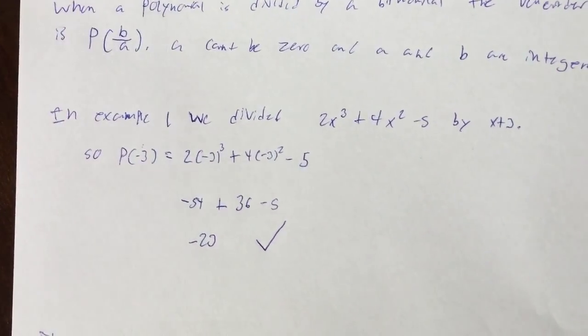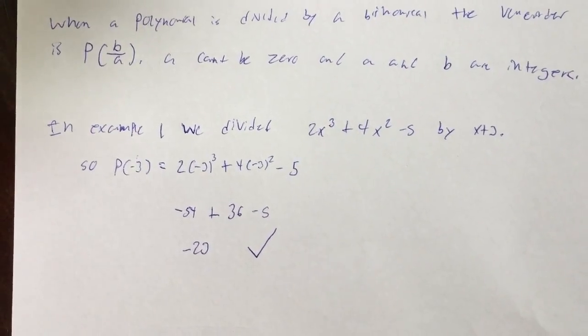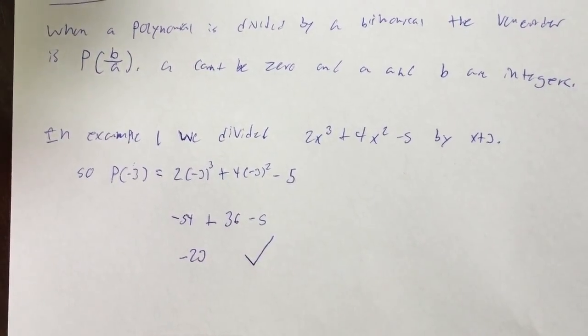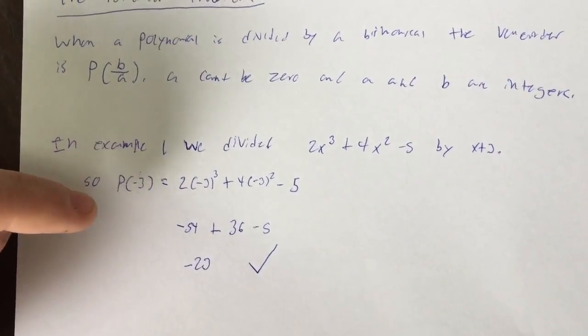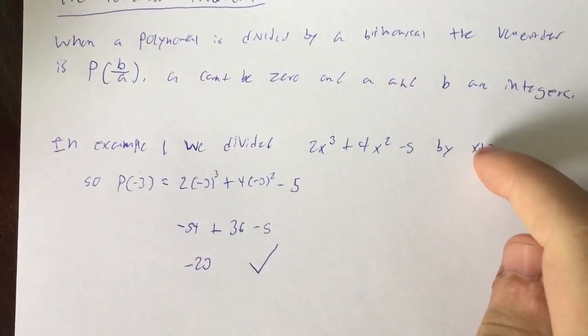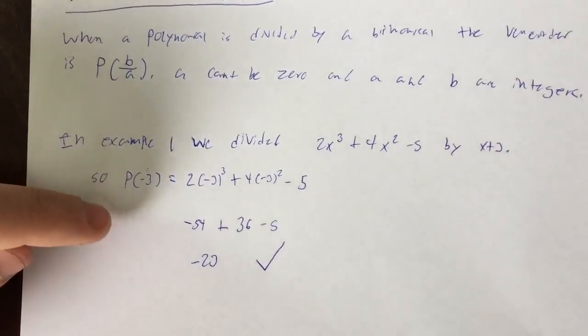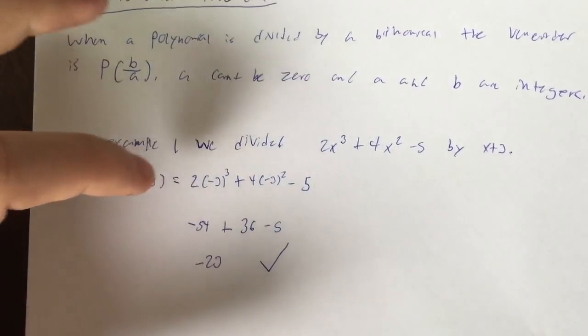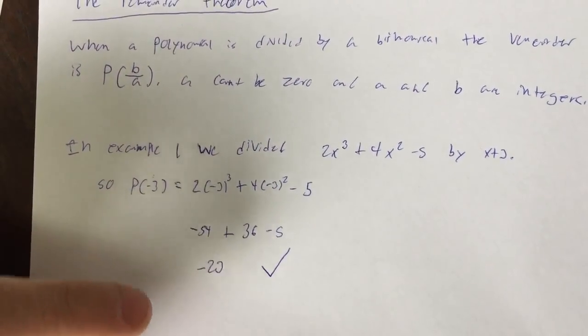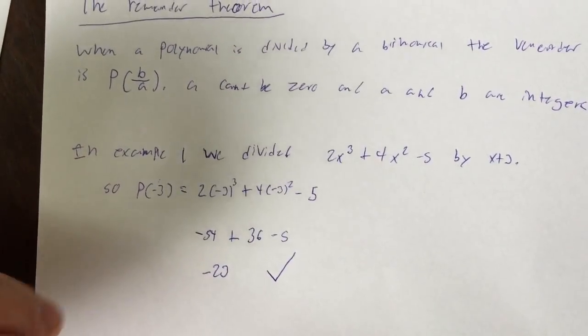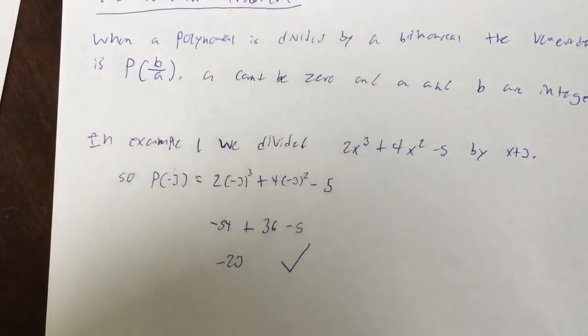So in example 1, we divided 2x^3 plus 4x^2 minus 5 by x plus 3. So p of minus 3, because you have to take this 3 away from the x, so it becomes minus 3. So p of minus 3 equals 2 times minus 3 cubed plus 4 times minus 3 squared minus 5. And if you do all that, you get negative 23, so that's good.